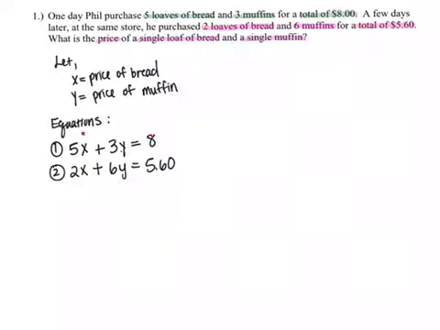Looking at here, we want to eliminate a variable. Remember, when we want to eliminate a variable, they need to have the same coefficient and be different in sign, so opposite signs. Looking at both of these equations, it doesn't look like we have that case.